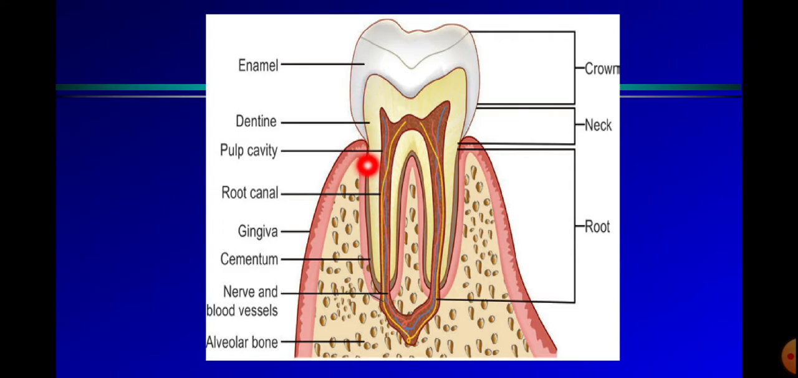Instead of the enamel, in the root the dentine is covered by the cementum. This light pinkish structure covering the root portion of the dentine is the cementum. The cementum is joined with the jaw by the periodontal membrane, the periodontal ligament. This is the lower jaw, covered by the gums. So this is the structure of the tooth.